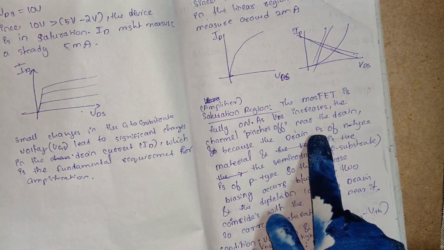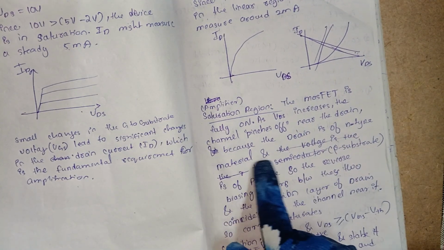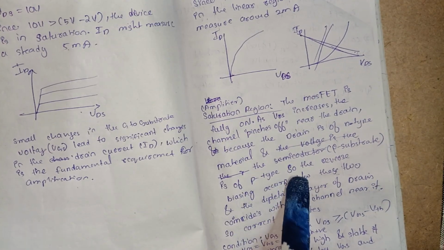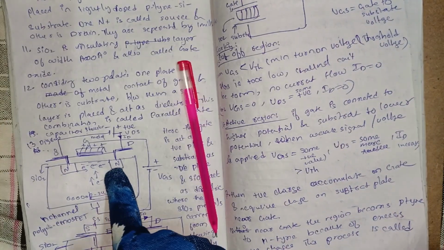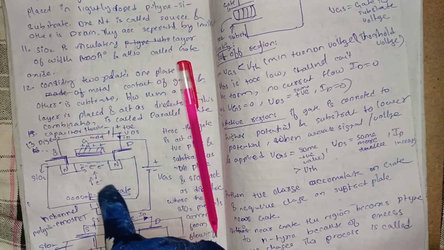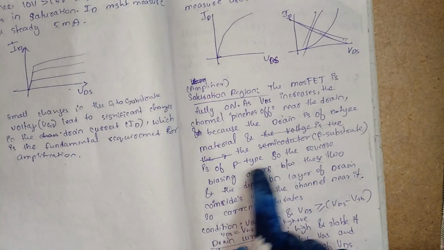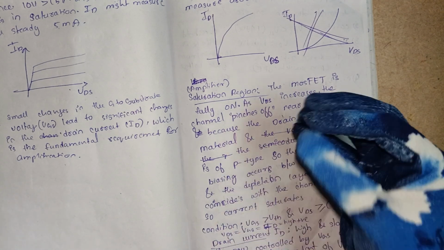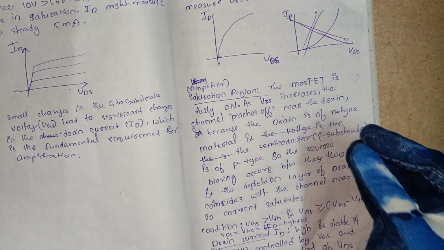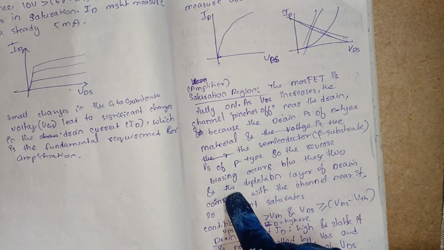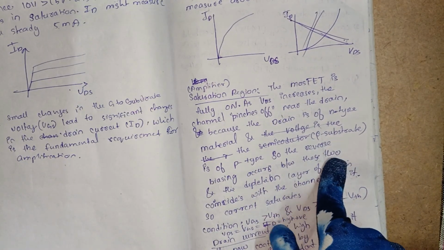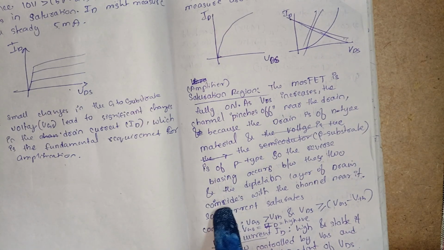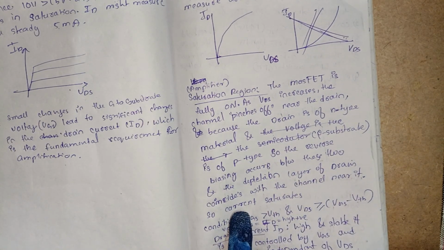Because the drain is of n-type material and the p substrate is of p-type, the reverse bias occurs. We are increasing the VDS, so the reverse biasing occurs between these two, and the depletion layer of drain coincides with the channel near it.